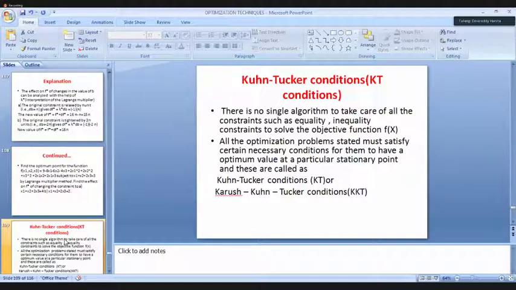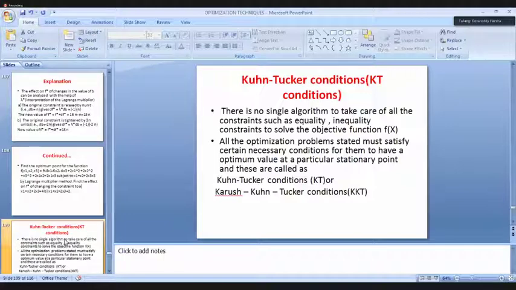Now you see the first statement. There is no single algorithm to take care of all the constraints, such as equality and inequality constraints, to solve the objective function f of x. The objective function can be minimization of f of x or maximization of f of x. Clear with this?